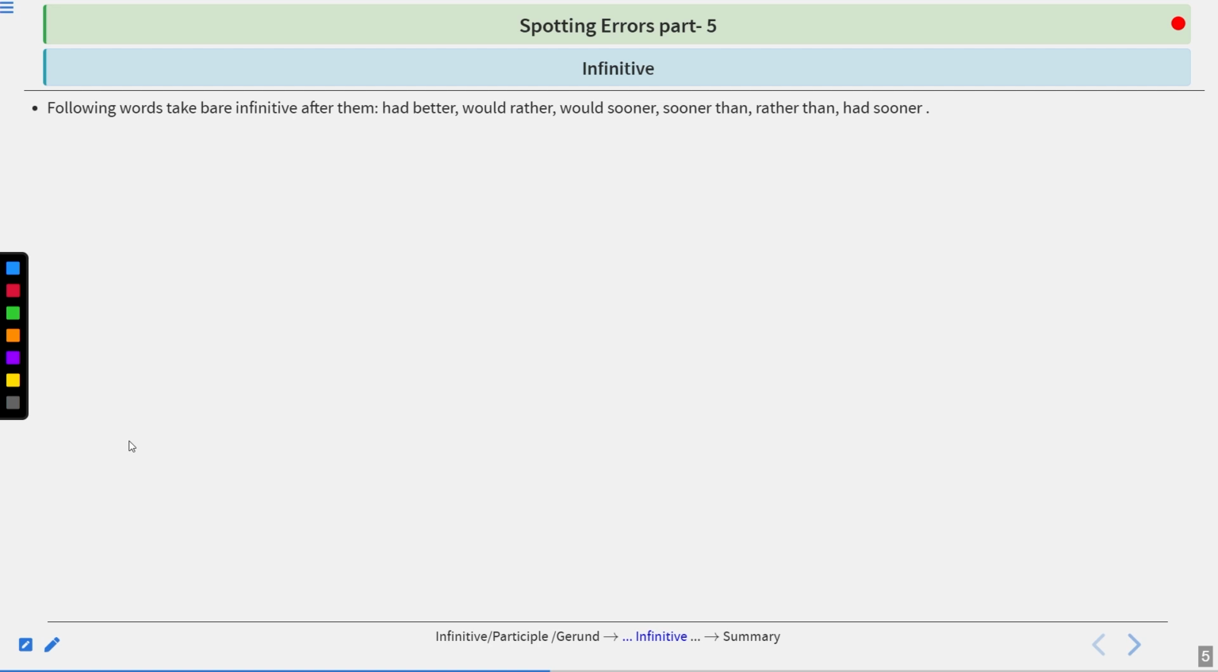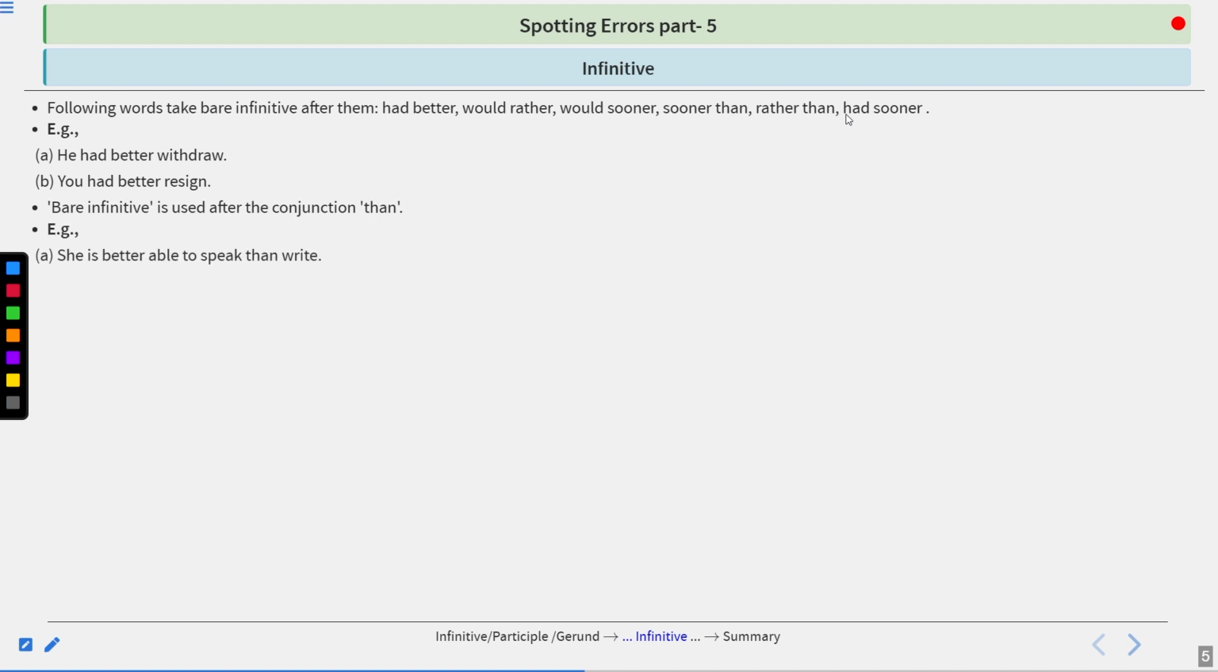Infinitive. Following words take bare infinitive after them. Words are as follows: had better, would rather, would sooner, sooner than, rather than, and had sooner. If you use these words or phrases, you won't use full infinitive. Bare infinitive will be used without to. Example: he had better withdraw. You had better resign. Bare infinitive is used after the conjunction than. So with the conjunction than, we use bare infinitive. She is better able to speak than write. So here, we haven't used to before write.